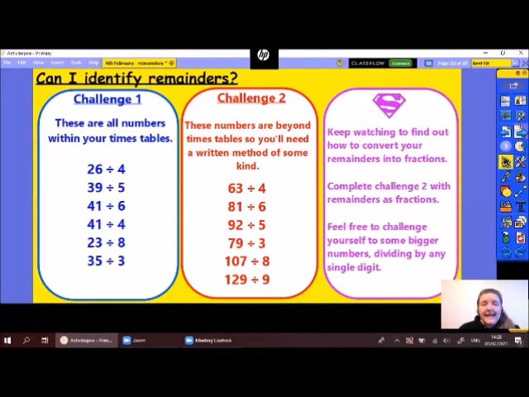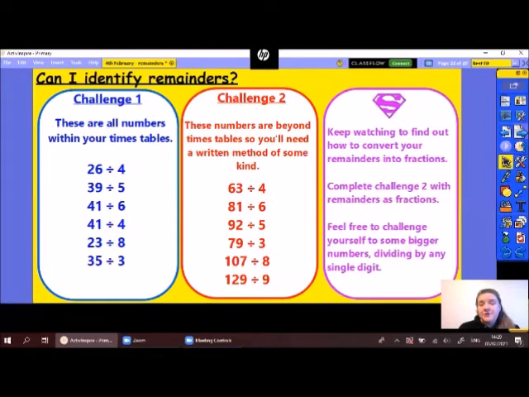Challenge 1 today is using numbers that are all within your times table, so the numbers aren't too big. And you can solve these, again, as I said, using any method you want, but they will all have a remainder. I want you to practice writing the answers down using the R for remainder. So your answer and then remainder 2 or 3 or however many you have left over. Challenge 2, the numbers go a little bit beyond the times table numbers. So you'll need a written method of some kind. Remember, it's up to you what that is.